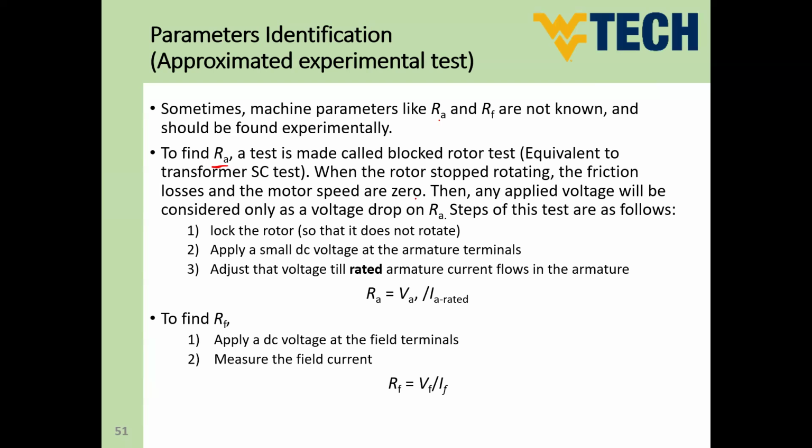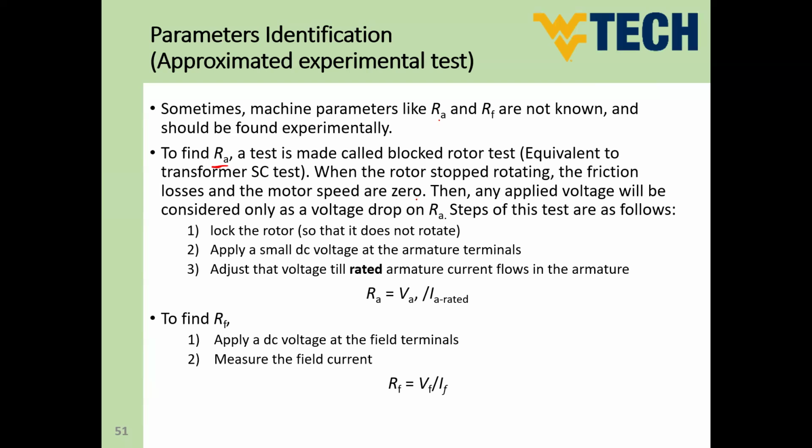Okay. So when the rotor stops rotating, the friction losses and motor speed are zero. For sure, guys, if the motor is not rotating, this means you have zero friction. And having zero friction means what will be the losses in our machine? Actually, the loss is going to be electrical loss.